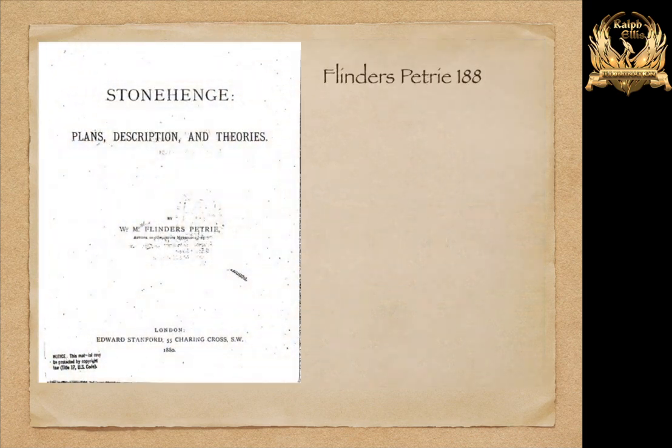We go all the way back here to Flinders Petrie in 1880 and his plans, descriptions and theories of Stonehenge. And he looked at the precessional dating of Stonehenge. The only problem was he got his precession back to front, and so he thought Stonehenge was built in about 600 AD, which is why you had all of these ideas that Stonehenge was post-Roman. It was because of Flinders Petrie getting his precession back to front. Anyway, precessional dating goes back to the 19th century.